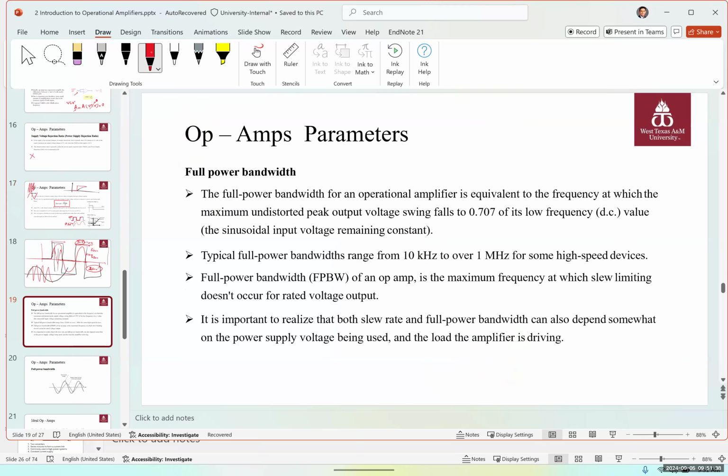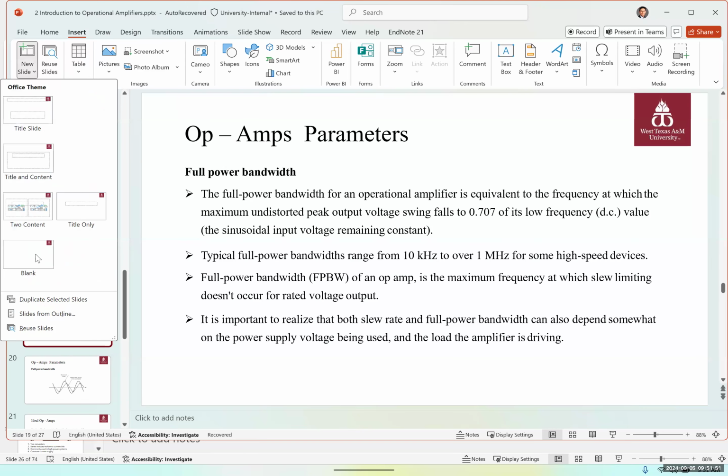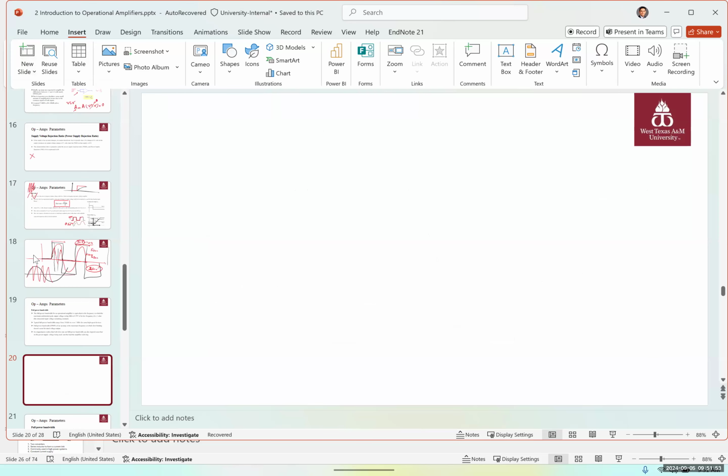which is technically the slew rate, the next parameter that we have is called the full power bandwidth. So before I start that, how many of you are familiar with frequency response and bandwidth?